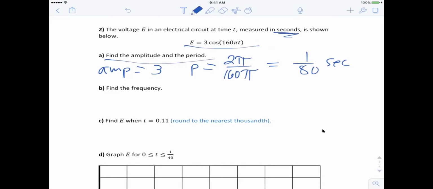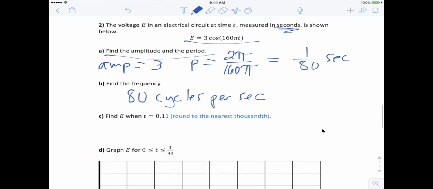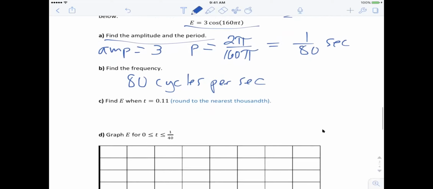Right, so the period is always the time, right? 1/80th of a second. That's the time it takes for one complete oscillation or cycle. The frequency is always the reciprocal of the period. So just flip over 1/80th, and that's 80. So I could just say cycles or oscillations per second. Okay. And then what's the voltage? Find E at the time. What's the voltage at time t equals 0.11?